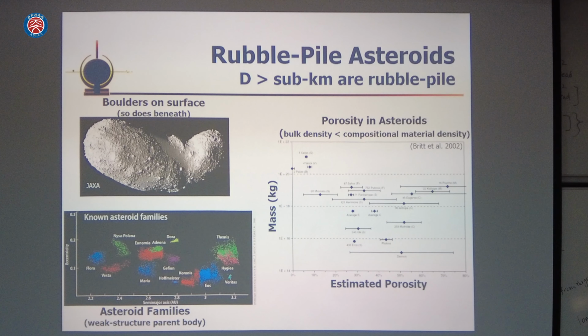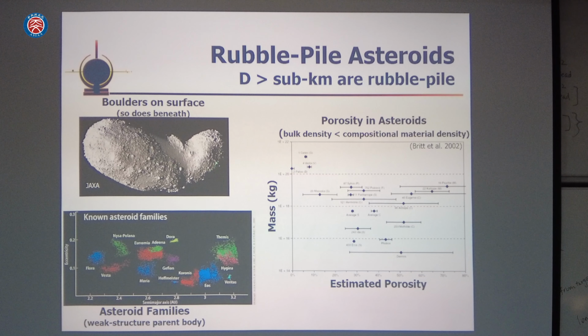So how do we get this idea? From space images, we saw a lot of boulders, like this one, just on the surface of the asteroid. This is Eros.